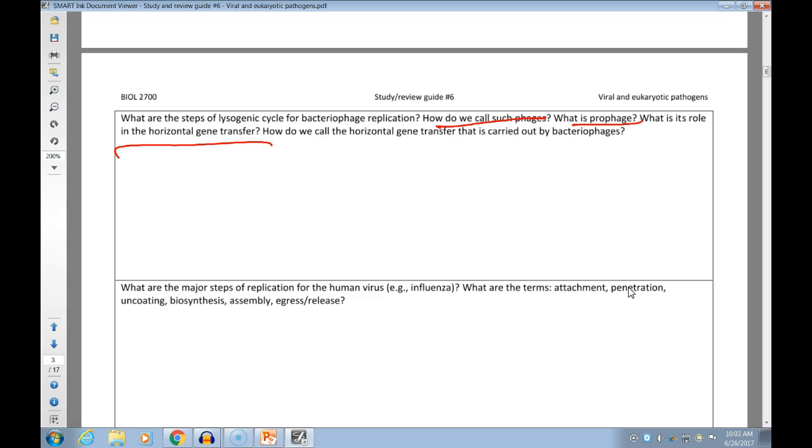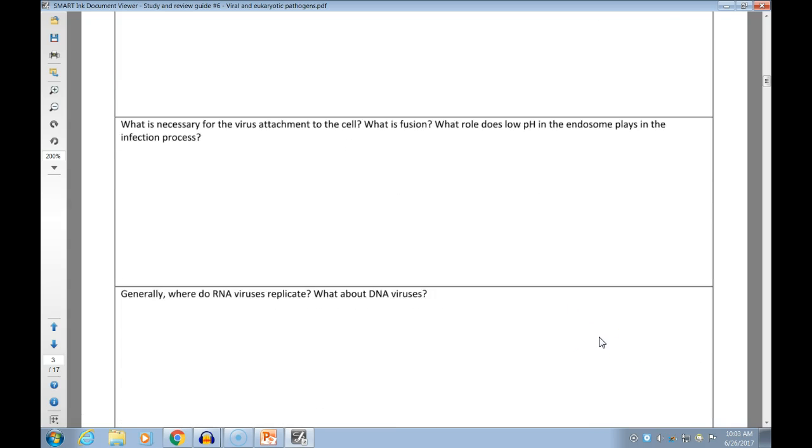Human virus, main steps. You have the picture. I kind of give you the main steps here. You just have to understand what's going on during each step. Virus attachment to the cell. Receptor. Fusion. Remember that video that I showed you when the envelope fuses to the membrane? That's low pH. What role does low pH in the endosome play in the infection process? It induces fusion for enveloped viruses and capsid disassembly for naked.